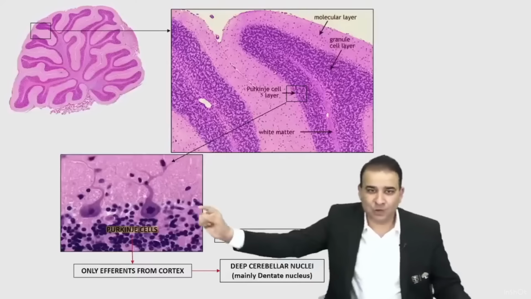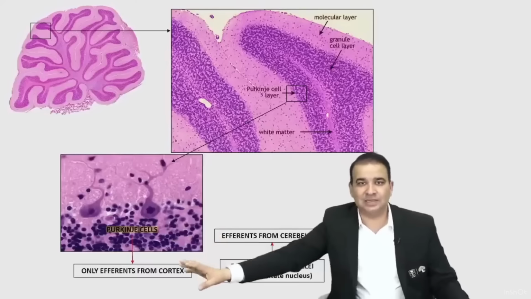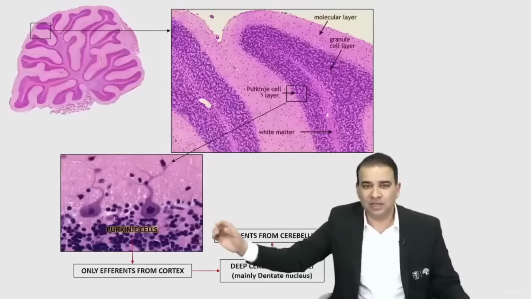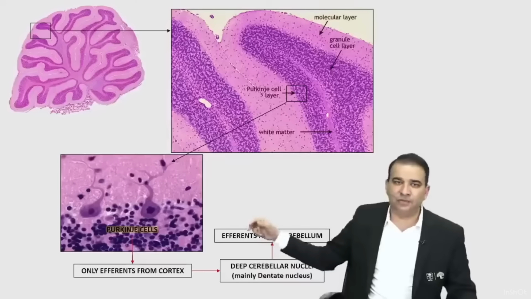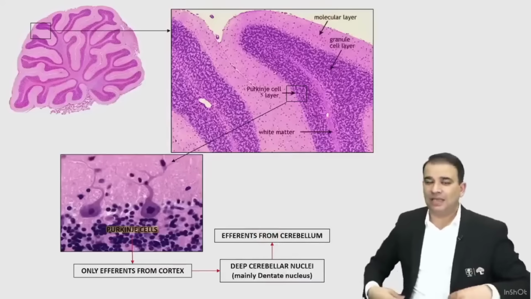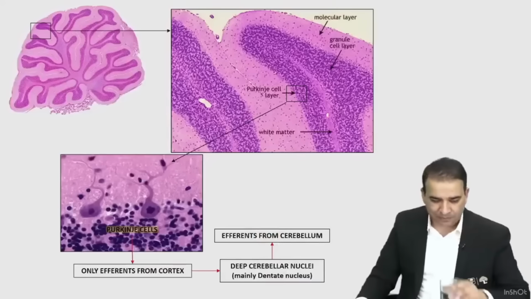So who do Purkinje cells have control over? Purkinje cells basically inhibit. They are inhibitory neurons acting on the deep cerebellar nuclei. Deep cerebellar nuclei are the ones which will form the efferent from the cerebellum.